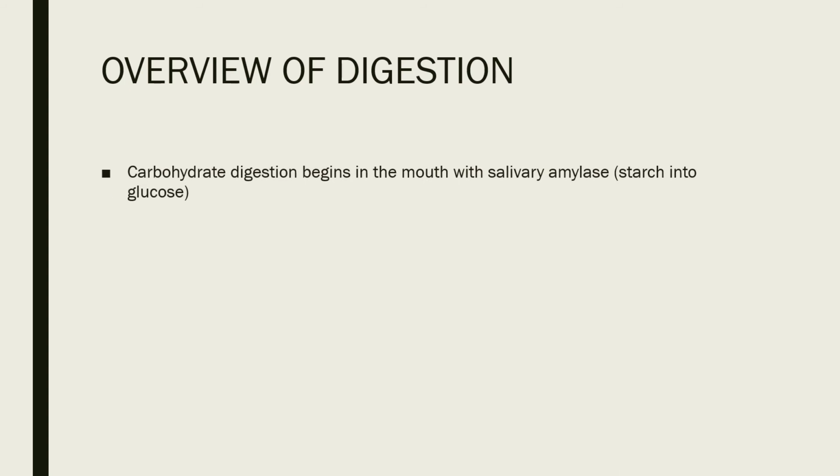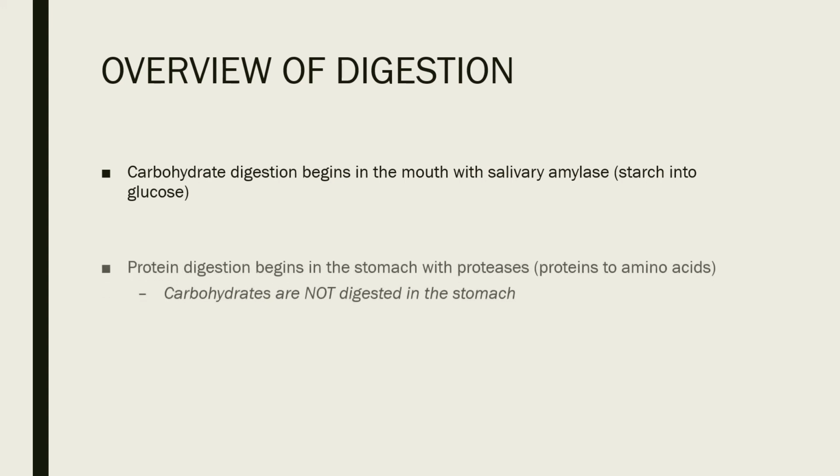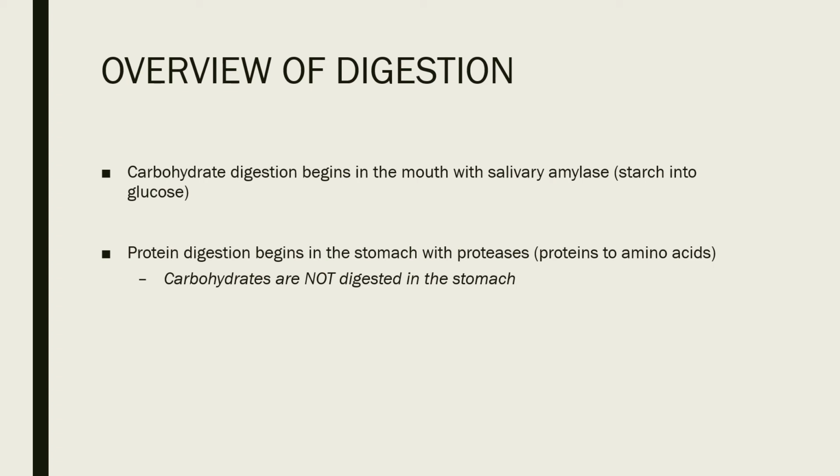So now that we've looked at the entirety of the digestive system, including the functions of all the organs of the GI tract, let's take a look at the digestion of macromolecules. So carbohydrate digestion begins in the mouth with salivary amylase, which is an enzyme that turns starch into glucose. Protein digestion begins in the stomach with proteases that turn protein to amino acids. Carbohydrates are not digested in the stomach.